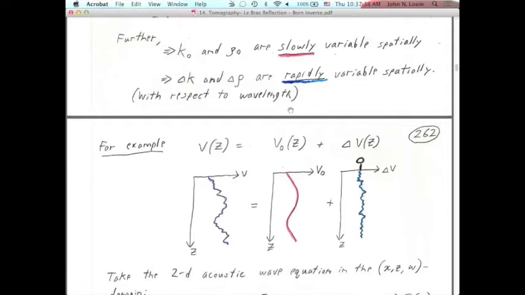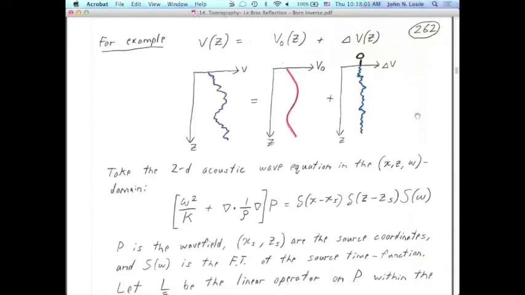And so we had to figure out exactly who said first that you only generate a reflection when the spatial variation is over a distance that's less than the wavelength. We had to figure out who actually proved that first.